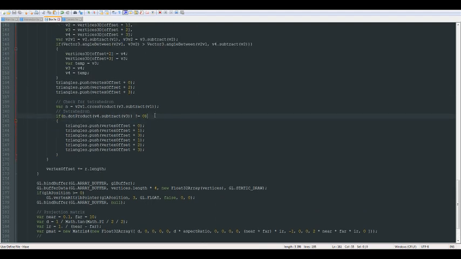Alright, and there we go. Then we add the vertex offsets. We add the processed vertices to the vertex offset. And then we have everything.